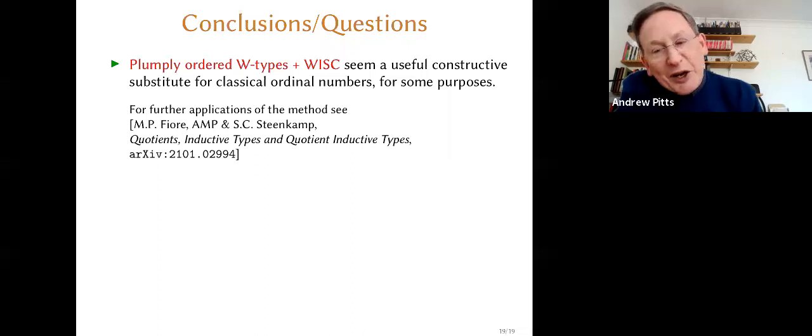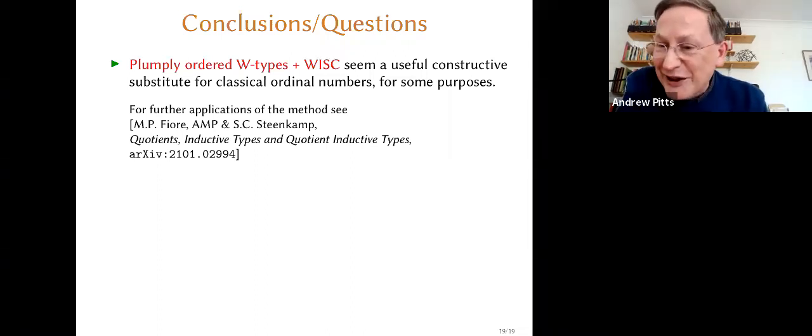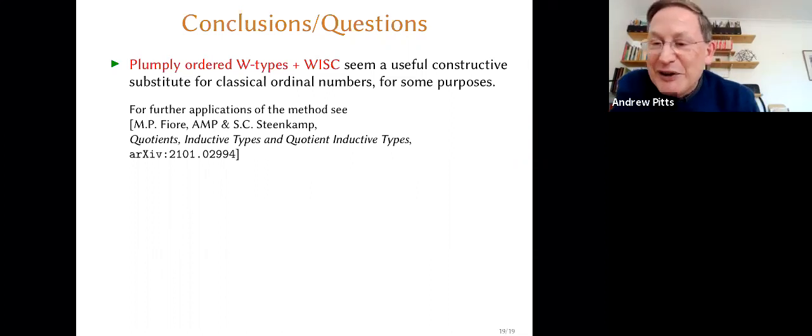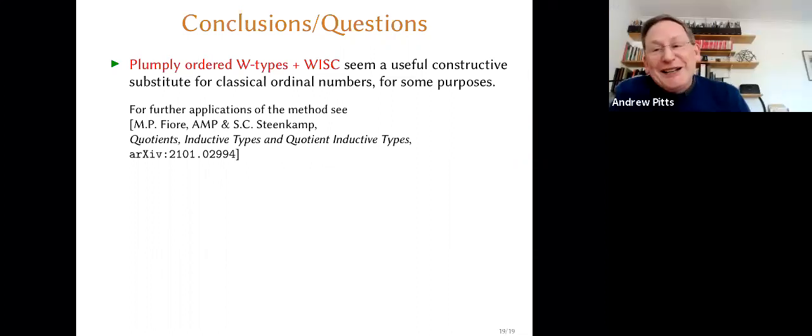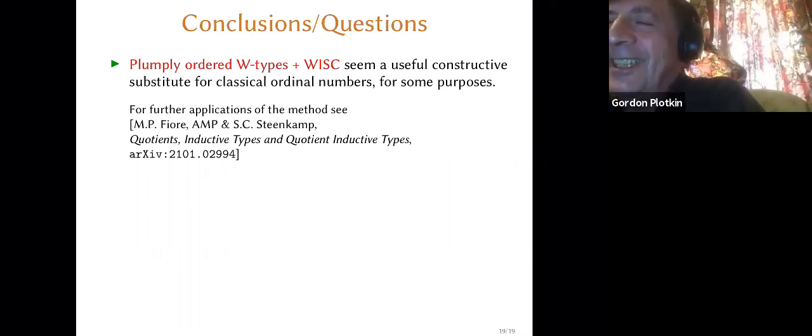But again, I take the point that it is using this WISC axiom, and I understand why people look slightly askance and think, can't you just do it some other way? And in certain circumstances, maybe you can, as Steve was saying. Yeah, but I'm in the useful camp, so I don't mind about WISC. Yeah, exactly. Okay. Thank you. Thanks.